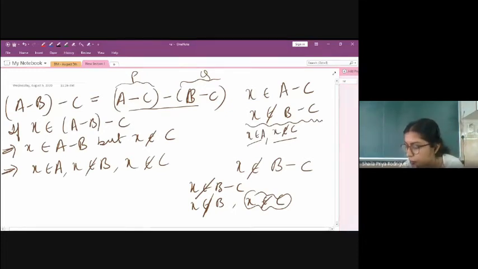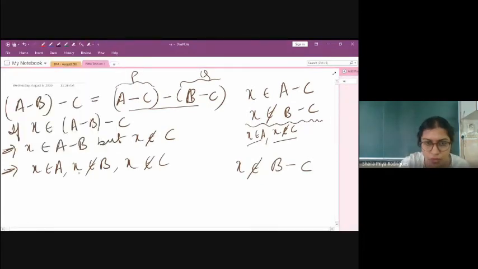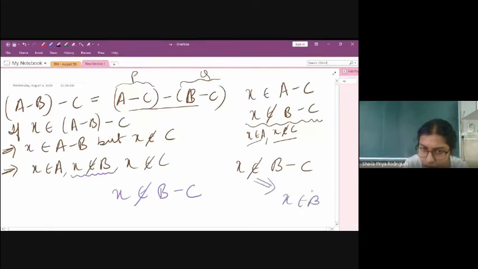Any questions here? Okay, what I actually want to ask now is, we have x not belonging to B here. If x does not belong to B, can you say that x does not belong to B minus C as well? We discussed this condition. If x does not belong to B minus C, then x will not belong to B, right? I wanted to discuss this the other way now.